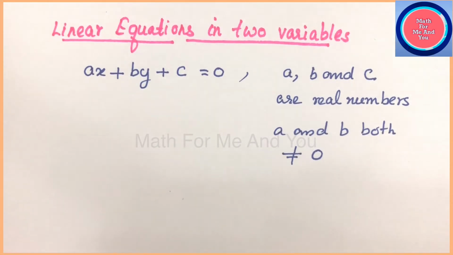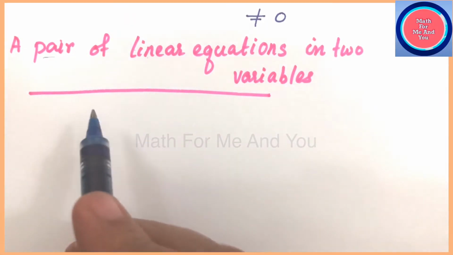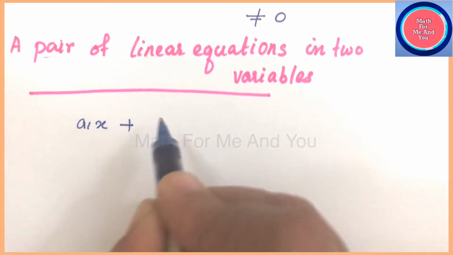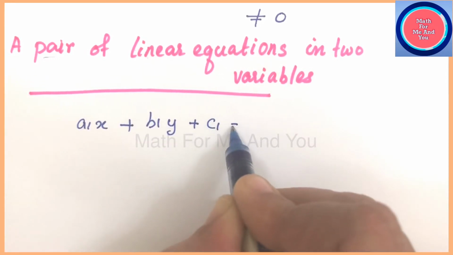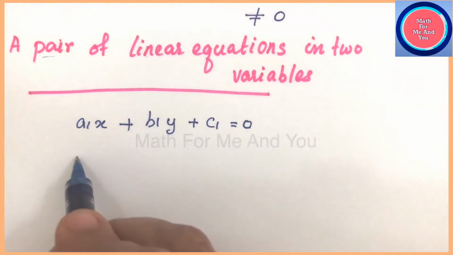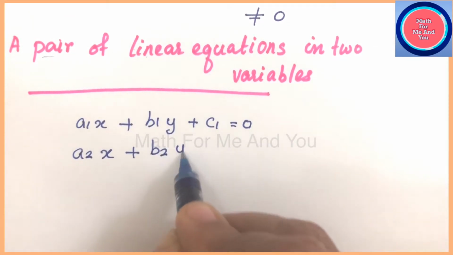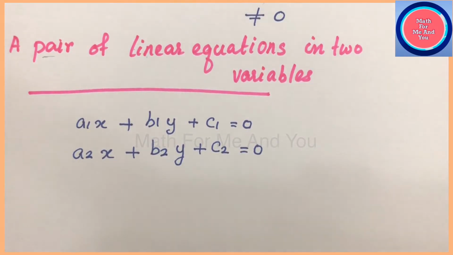What is a pair of linear equations? If we consider two linear equations at the same time, that's called a pair of linear equations. We can number them to identify the first and second equation: a1x + b1y + c1 = 0 is the first linear equation, and the second one is a2x + b2y + c2 = 0. You can see we are considering two equations together. They are a pair of linear equations in two variables.